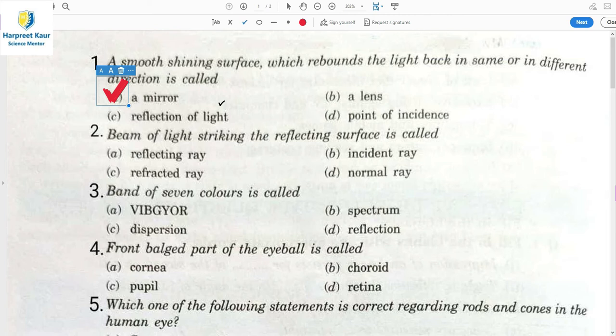Means whatever light is reflected from the mirror, it leads to the visibility of the object. So a mirror is a smooth shiny surface. So A, mirror. Question 2, beam of light striking the reflecting surface. So what is it called?